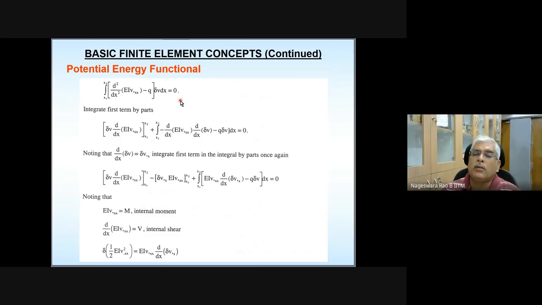When you apply integration by parts one time, this is what you get. And after applying integration by parts, here this is already a second derivative, and over that you are taking one more time derivative. You can apply integration by parts once again over this term.